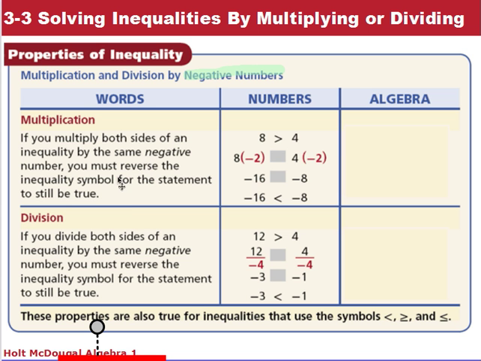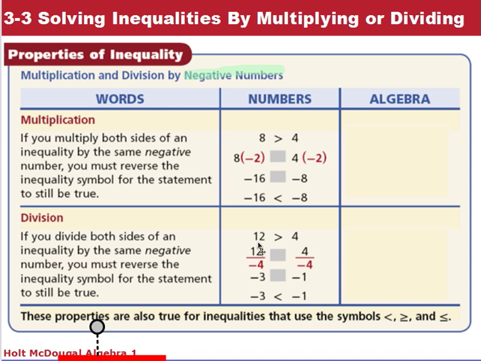So when we multiply both sides by the same negative number, or divide both sides by the same negative number, we need to reverse the inequality symbol. So in this example, 8 is greater than 4. We multiply both sides by negative 2. 8 times negative 2 is negative 16. 4 times negative 2 is negative 8. So negative 16 is less than negative 8, and our inequality signs change directions.